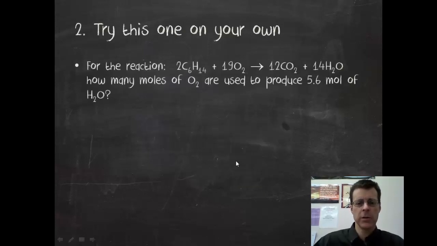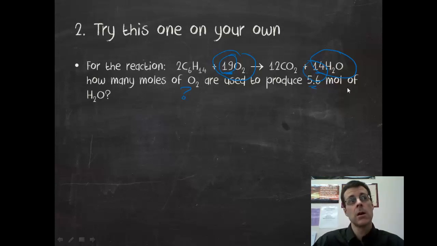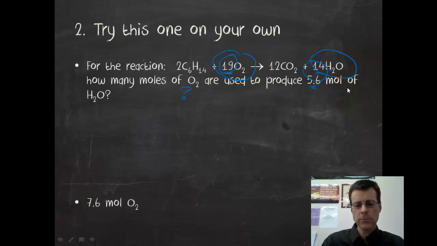Different reaction. How many moles of oxygen are used to produce 5.6 moles of water? So here's oxygen, which means here's the number I need. So here's the other one, and I'm not producing 14, I'm producing 5.6. So now I've got a different unknown, a different X, and I'm looking for something else. But the reaction is going to work on this recipe, 19 oxygens, 14 waters. So hopefully you paused it and you worked it out, but to double check your answer, 7.6 moles of oxygen.